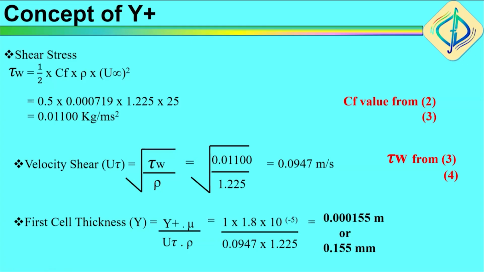But as you know, in OpenFOAM we cannot specify values in terms of mm. So you have to give it in terms of meters. So you can directly write this value in your first cell thickness in snappyHexMesh. I'll show that as well.